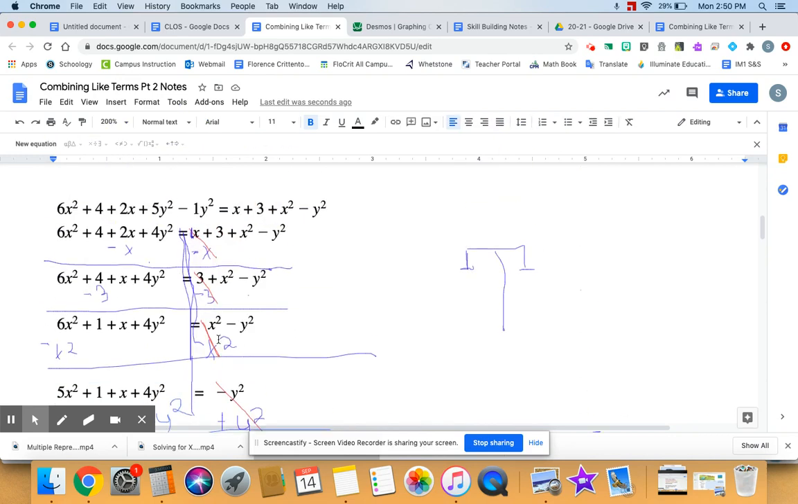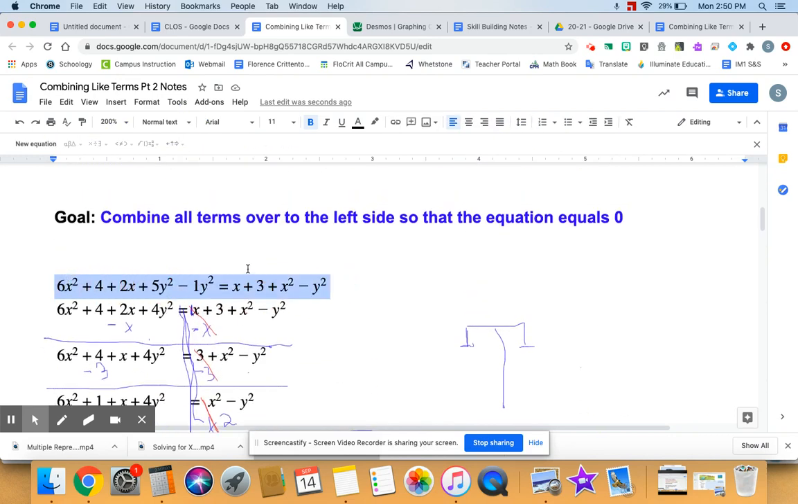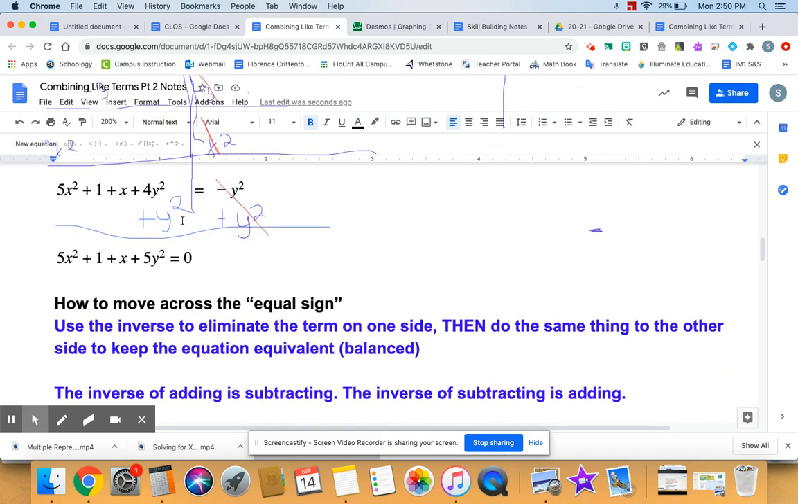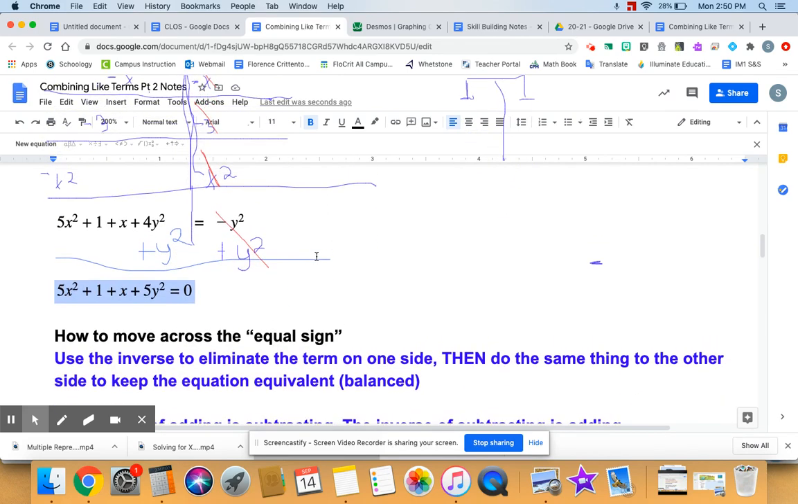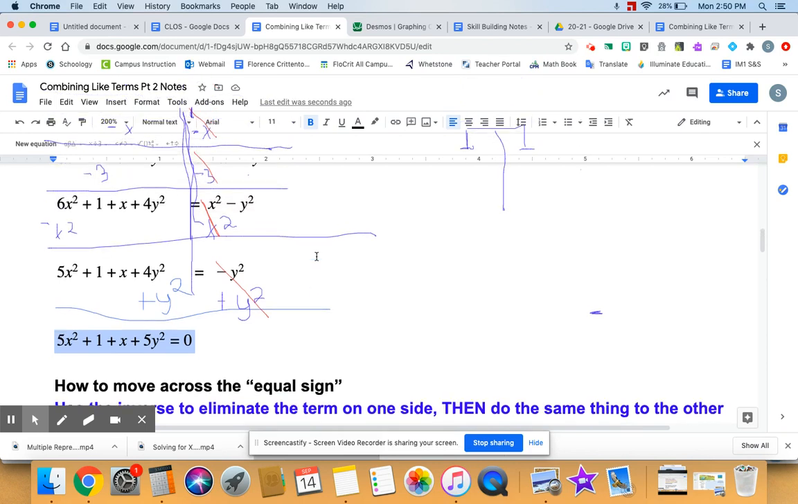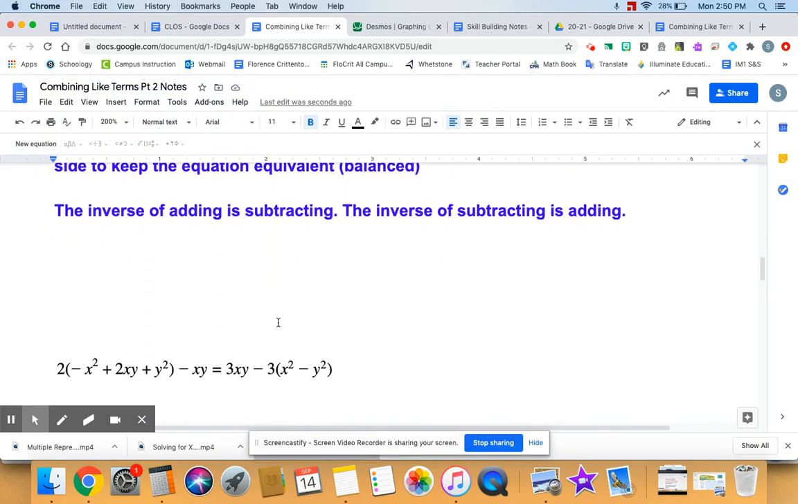And note that this equation up here is equivalent. It is the exact same thing as this one down here. We didn't change it at all. We just wrote it differently. We wrote it in a way so that all the like terms were combined and they were all moved over to the left side. So that's the basic concept.